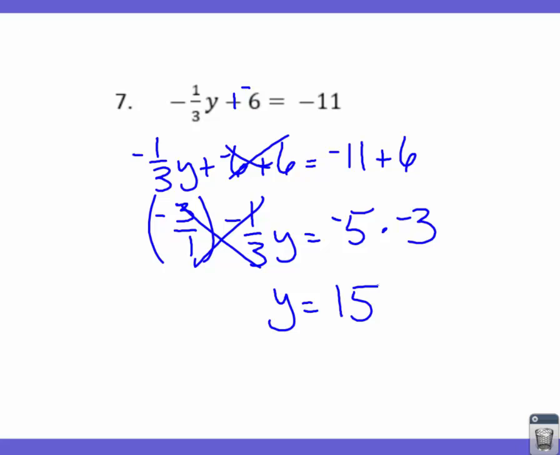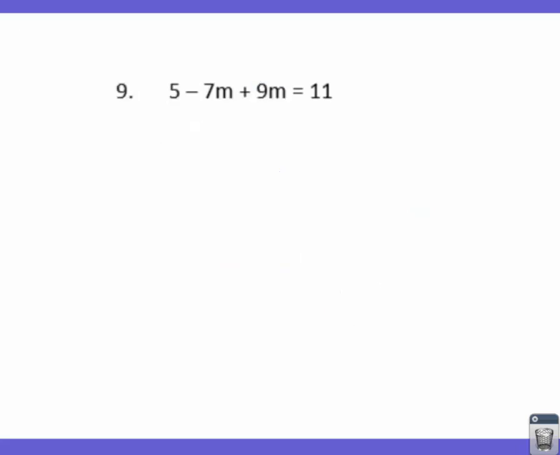And then the last problem I want to look at today is one that has 2 letters in it, but the letters happen to be the same. So I will start the same way. I'll start by changing my minus to a plus next to its opposite, and now I need to simplify my m's. Well, if this is a negative 7m and this is a 9m, as long as my letters are the same, I can put them together. So I end up with 5 plus a negative 7 and 9 make 2m equals 11.